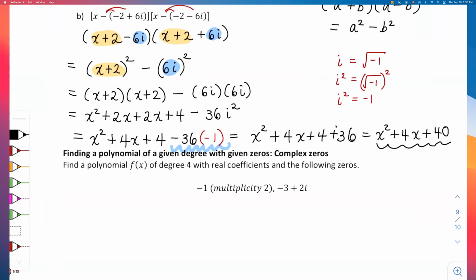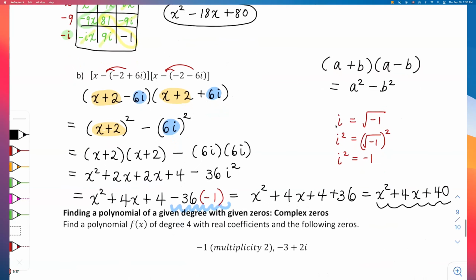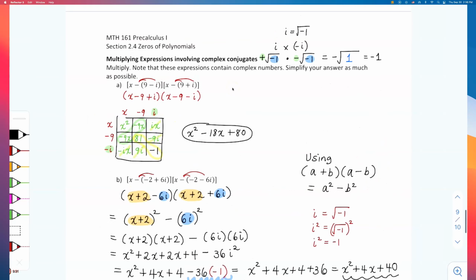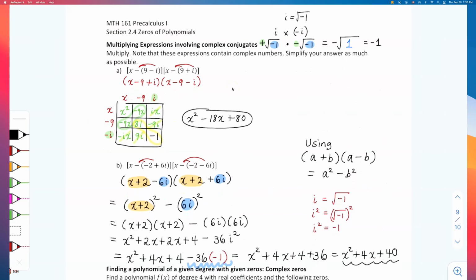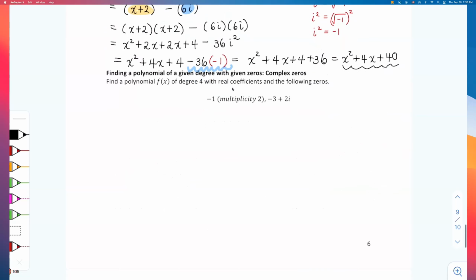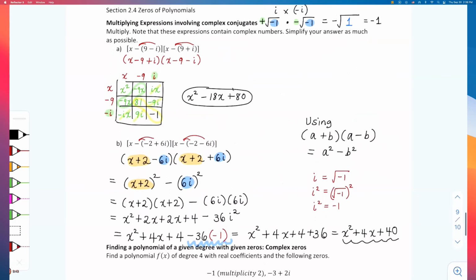I drew boxes for the first method and just multiplied 3 by 3. The second method is using a plus b times a minus b is equal to a squared minus b squared. So you pick the method you like, but we're going to have to come back and do the last one. This will take some time. We're going to have to do a lot of multiplication on our last example, but in this video I showed you two different ways of multiplying expressions involving complex conjugates.